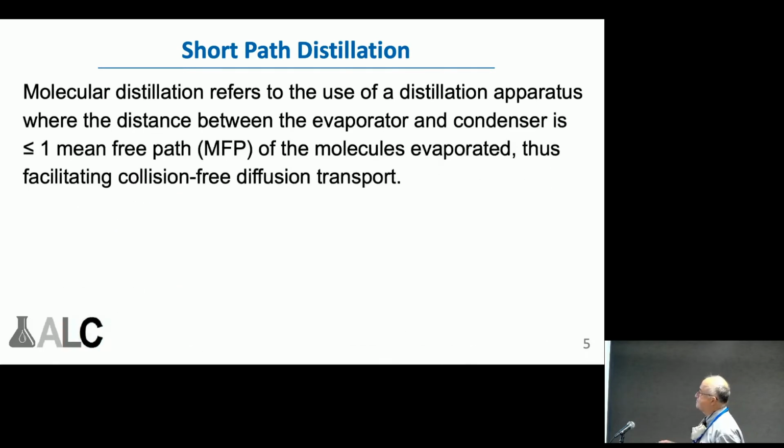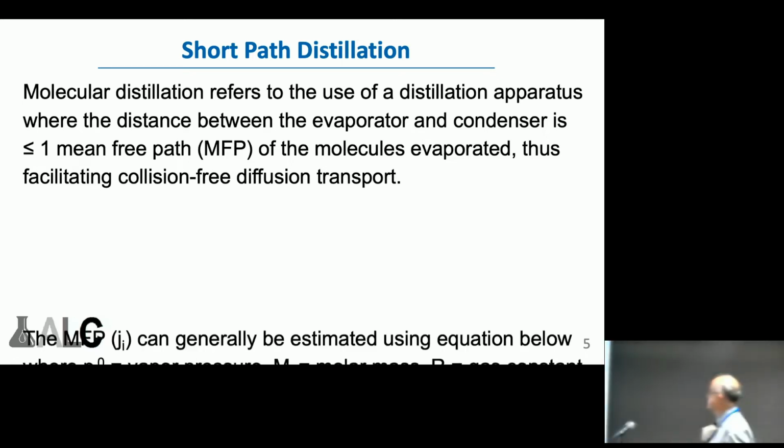For short path distillation, we have a few more advantages going on. The general principle, and the reason why it's also called molecular distillation, is that as the molecules are evaporated, they follow a free path, basically. So it's a laminar flow that goes directly from the evaporating surface into the condensing surface. So it's a very efficient way of transferring mass and condensing it almost immediately after it's evaporated. So that is the advantage of short path distillation, basically.